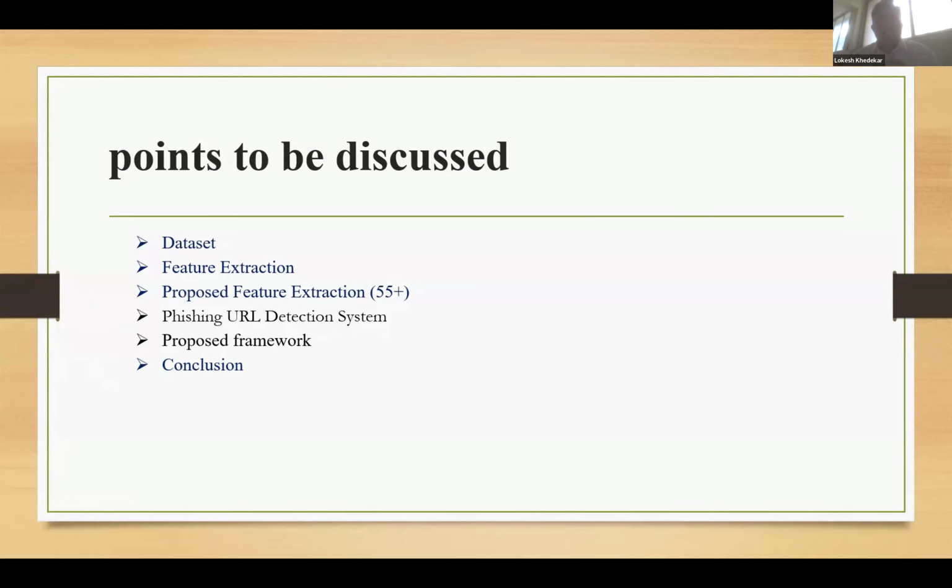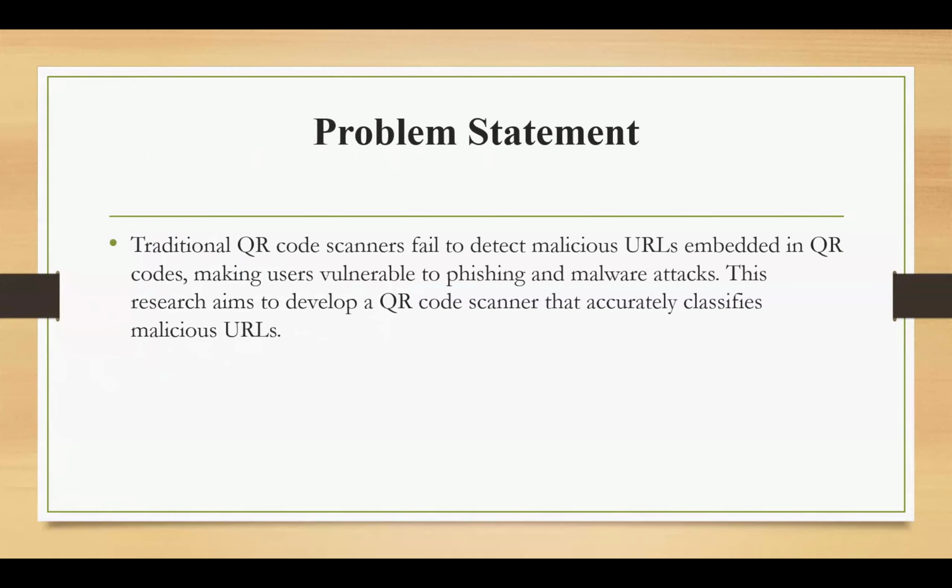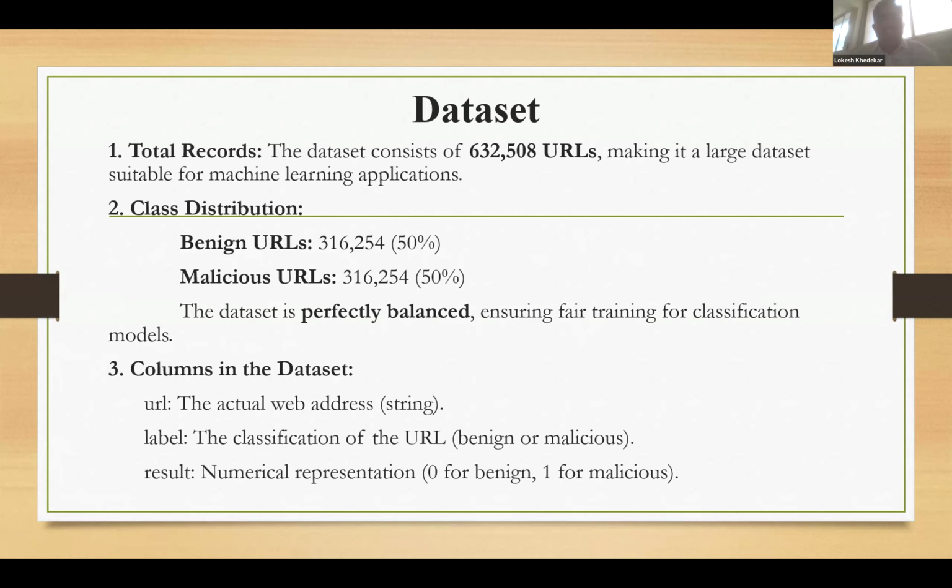In this study I'm discussing the data set, different feature extractions, proposed feature extractions, the phishing URL detection system, the proposed framework, and the conclusion. Now I'm moving forward towards the data set. In the problem statement, I'm trying to detect phishing URLs which exist inside a QR code. In this study, I'm focusing on this data set.